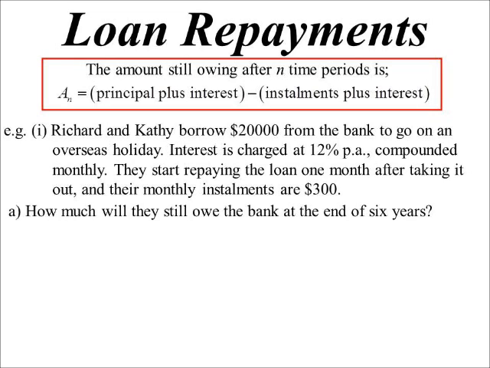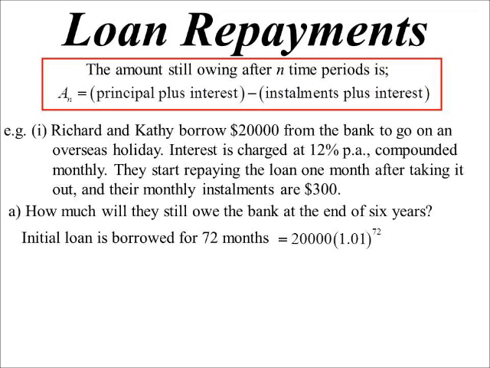Okay, so that initial loan will be borrowed for 72 months. Notice they've said 6 years. I've changed it to months because it's compounded monthly, and also monthly instalments. So there's a good reason for this to be all in months.